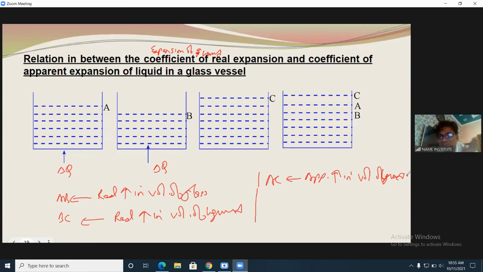But this is not clear for even a single student in a class here. Sir, how is AC the apparent increase in volume? That part is required in a class to understand, and then the topic will be clear. So AB is the real increase in volume of glass, BC is the real increase in volume of liquid, and AC is the apparent increase in volume of liquid, which is not clear yet. So how to understand it? I will discuss it with you by an example here.